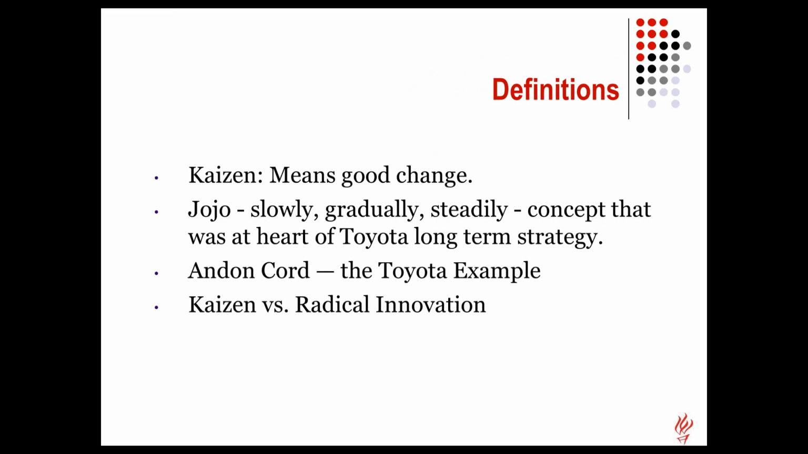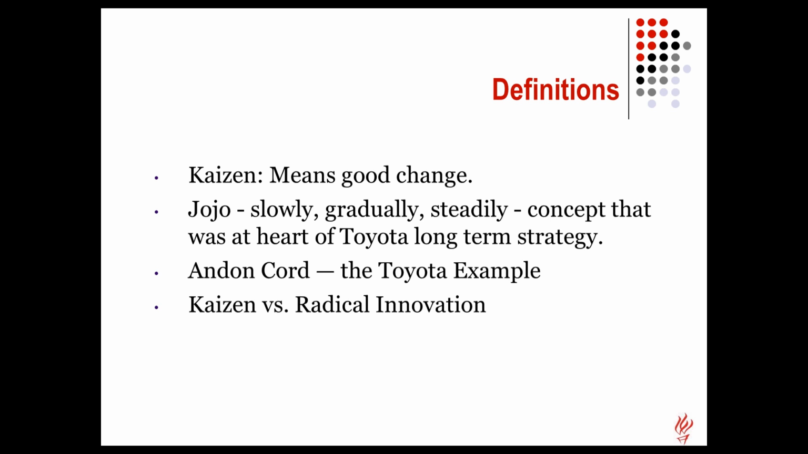So if you decide that you like Kaizen and you want to implement it in your law firm, there's 4 key concepts. First is the concept of Kaizen. If you're introducing this to your team in a team meeting, you want to introduce Kaizen by what it means: good change, usually good small change. Number 2 is JoJo, which usually means slowly, gradually, steadily, and this is really the concept that the author talked about as being at the heart of Toyota's long-term strategy. It wasn't looking for radical transformation immediately. They knew that this was a long-term game, that they were integrating JoJo, slow, gradual, steady change, at the heart of Toyota.